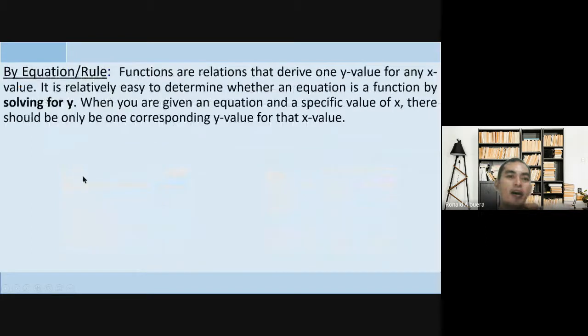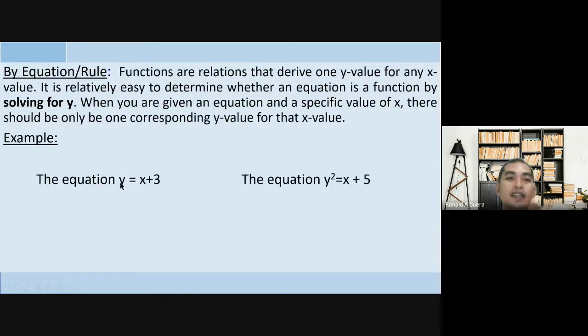Now, how about for an equation or rule? So, how do we know if that's a function or not a function? What you will do, okay, is remember the exponent of the variable y, or the second component. Y refers to the second component, while x, the independent variable, refers to the first component. So, if y has an even exponent like 2, 4, 6, 8, 10, it's not a function. But if the exponent is 1, 3, 5, 7, 9, an odd number, it's a function.